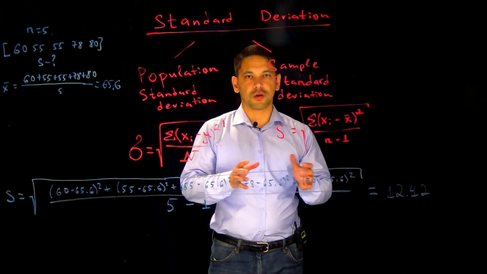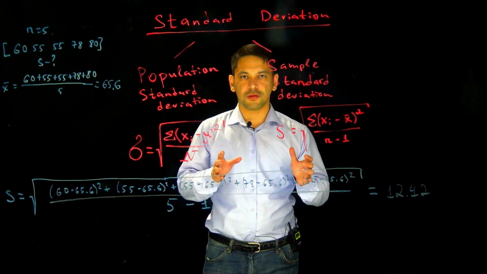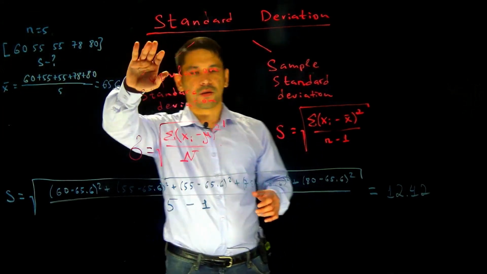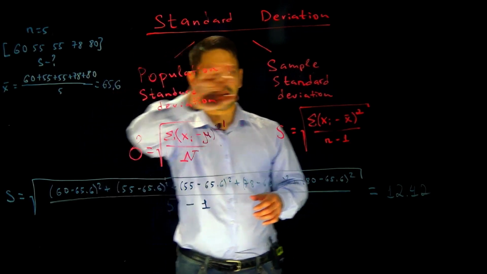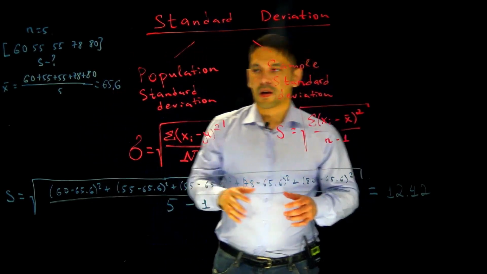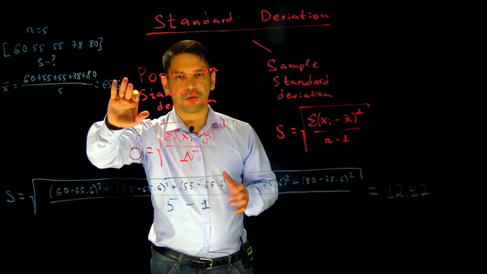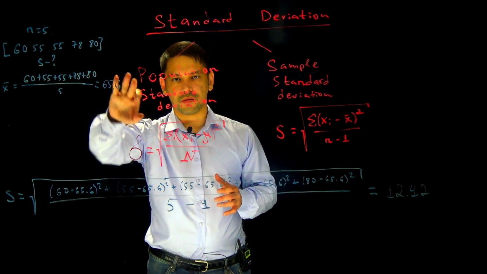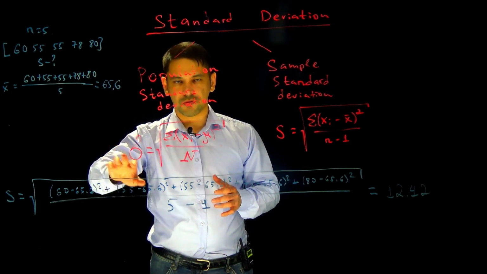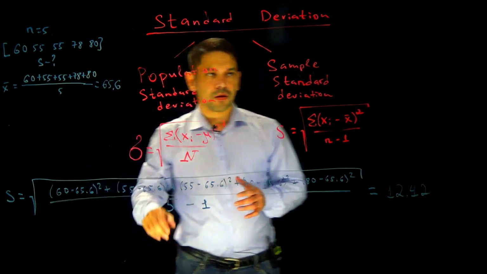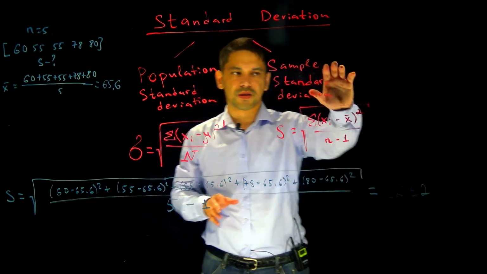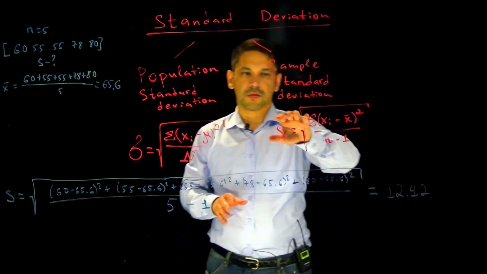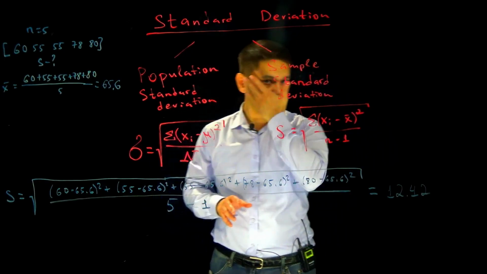Hey guys, in this video I want to show you how to calculate a standard deviation. Please write this down. A standard deviation is of two types, a population standard deviation and a sample standard deviation. If you calculate a standard deviation for a population, it's going to be called the population standard deviation. The symbol we use for it is sigma. If you calculate a standard deviation for a sample, it's going to be called a sample standard deviation, and the symbol we use for it is S.